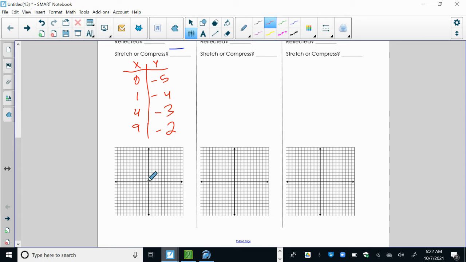And let's plot our points. So 0, -5. 1, 2, 3, 4, 5. 1, -4. 4, -3. And 9, -2. So that would be our square root function, shifted down 5 units.